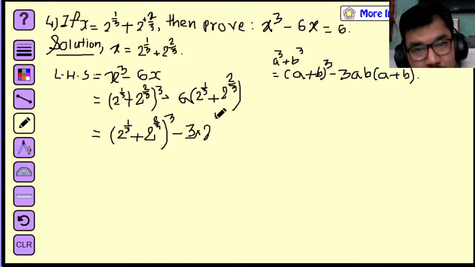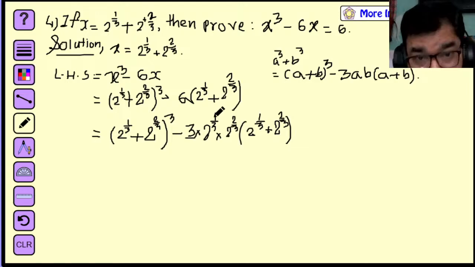2 to the power 1 by 3, here is A. Into B, there is 2 to the power 2 by 3. This is B. And next one is A. This we can write, copy the same: 2 to the power 1 by 3 plus 2 to the power 2 by 3.